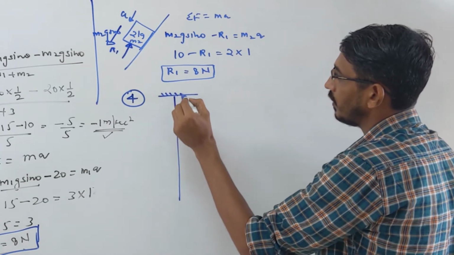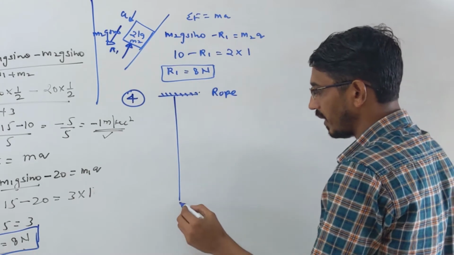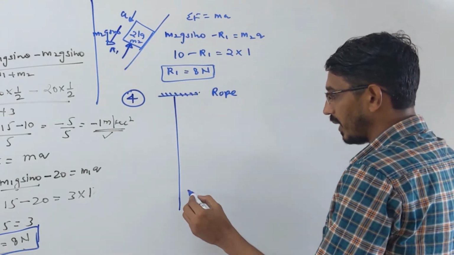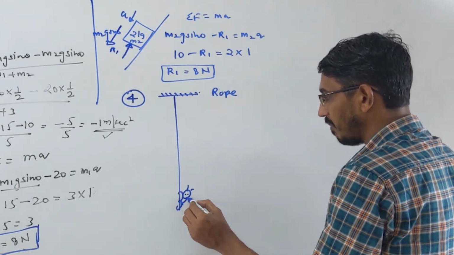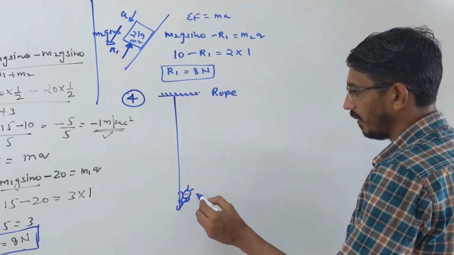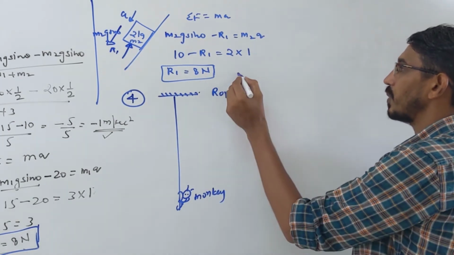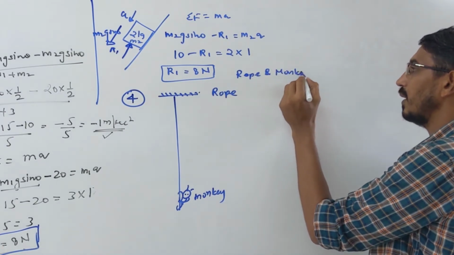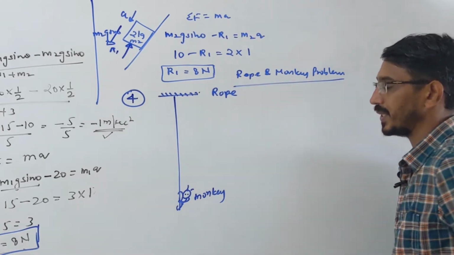Suppose this is a rope, the rope is hanging from some ceiling, and some monkey is there, this is a monkey, this monkey is climbing on this rope. So this problem we call the rope and monkey problem. It's a very popular problem.